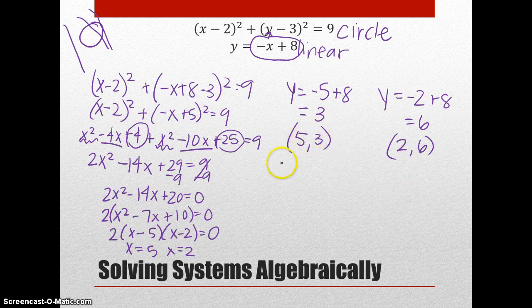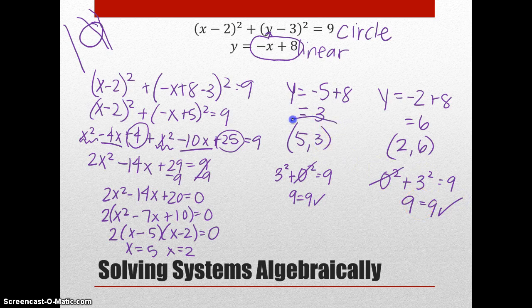So if we plug in 5, 5 minus 2 is 3 squared plus 3 minus 3 is 0 squared equals 9. 0 squared is just 0. 3 squared is 9. 9 equals 9. So we are good. Alright, if we plug this point back into our circle equation, 2 minus 2 is 0 squared plus 6 minus 3 is 3 squared, and it should equal 9. Again, our 0 goes away, so we're left with 9 equals 9. So both of these points are solutions to the system of equations.